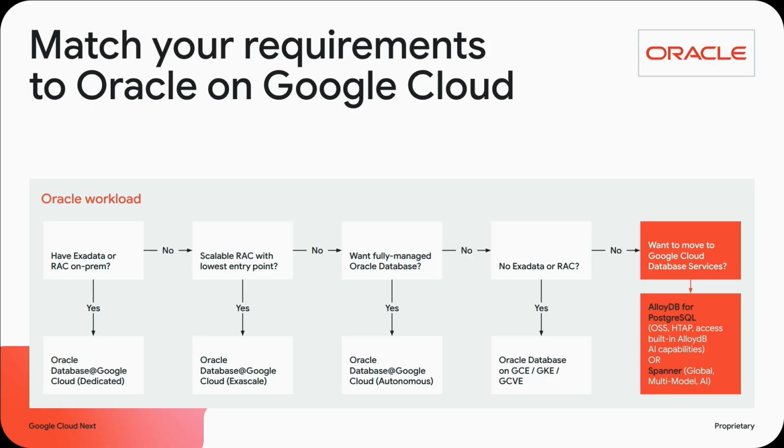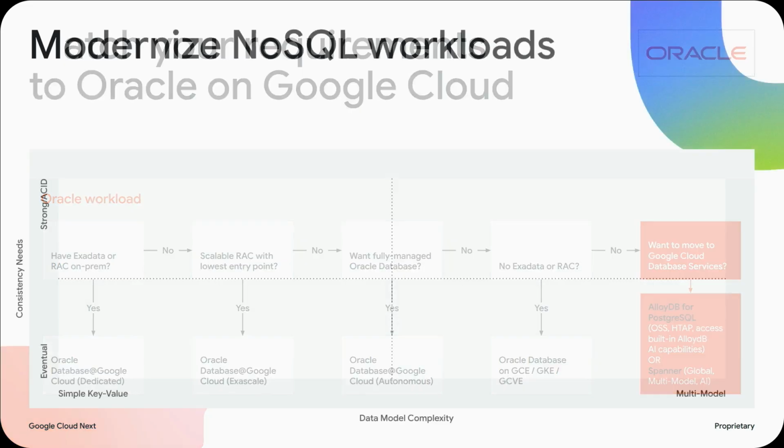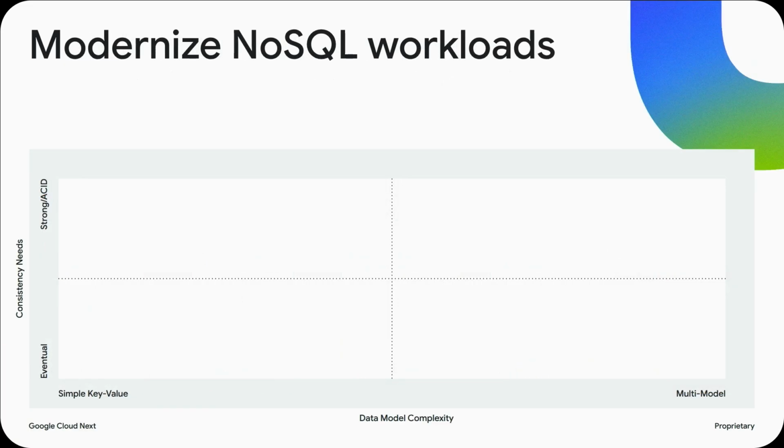You have AlloyDB as a Postgres service. So we have customers adopting that, or customers are going to Spanner. So you have an opportunity to bring the database closer to Google Cloud or look at the option of modernizing them. So we spoke about MySQL, we spoke about Postgres, we spoke about sharded MySQL, and we spoke about Oracle.